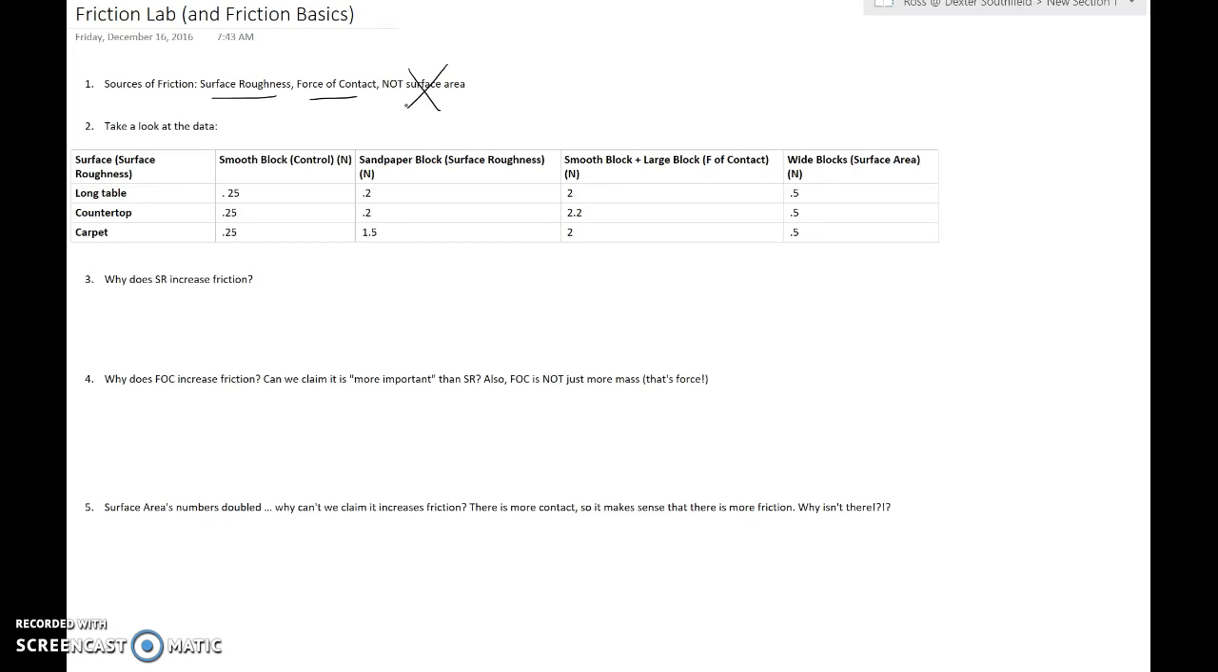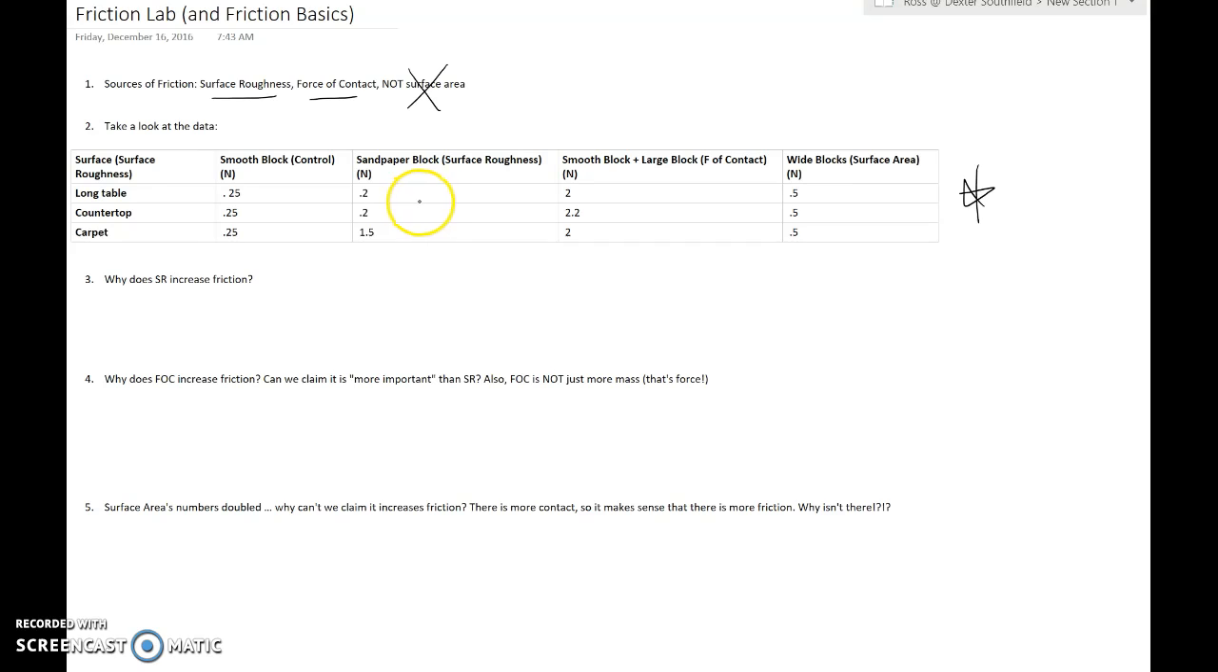So first off, or I guess second off at this point, let's take a look at the data. This data here in this table is, quote unquote, ideal data. It's the data that if we took the average of most students across the 8th grade, this is about what they would find. Your data might be slightly different. That's okay. What we're really interested in are the trends.